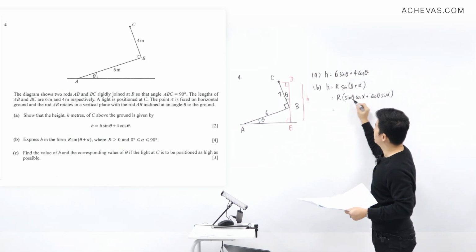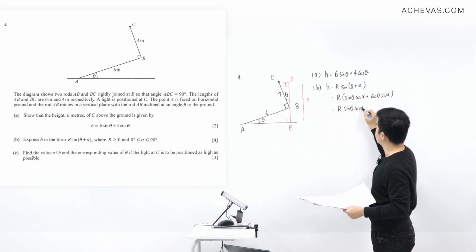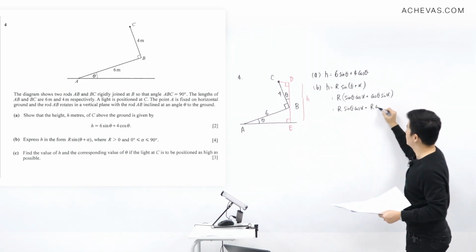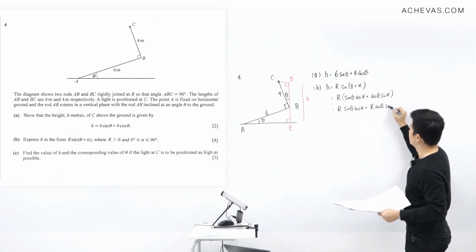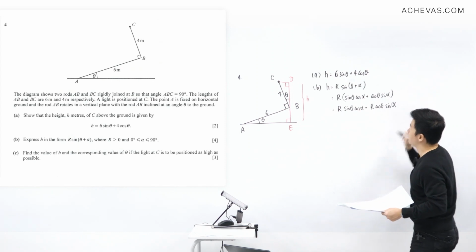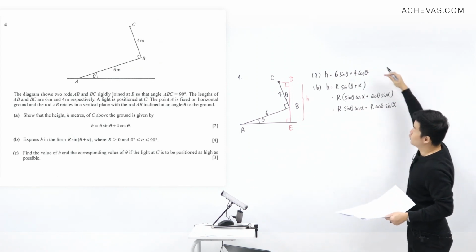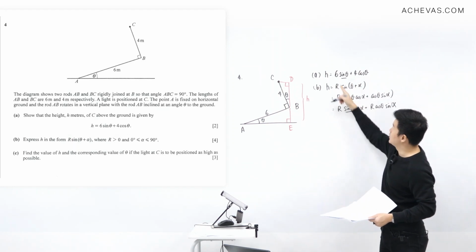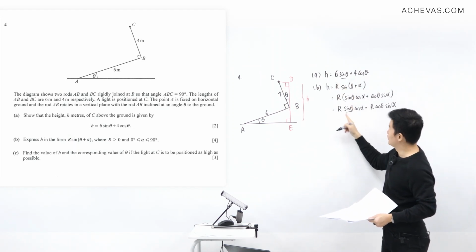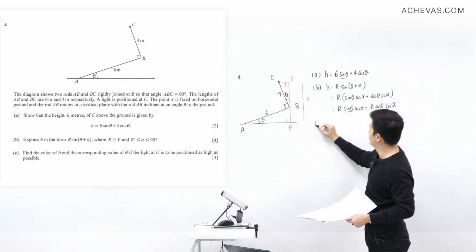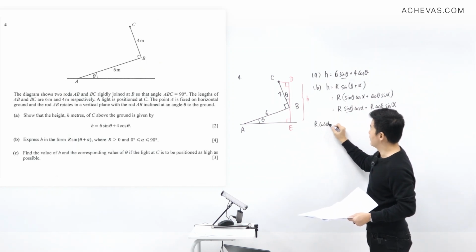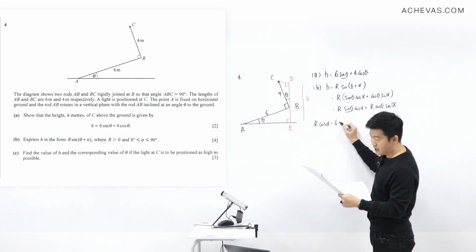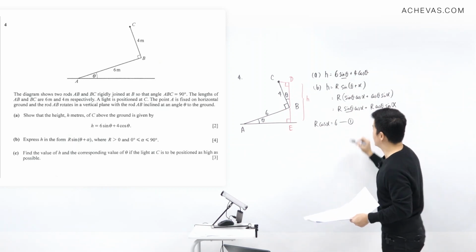And if I were to multiply R in, we have R sine theta cosine alpha plus R cosine theta sine alpha. So if I were to compare this H to this version of H, we can see sine theta and sine theta here, which means that 6 is going to be equal to R cosine alpha. Let me write it down. So R cosine alpha is equal to 6. I'm going to call this equation number 1.